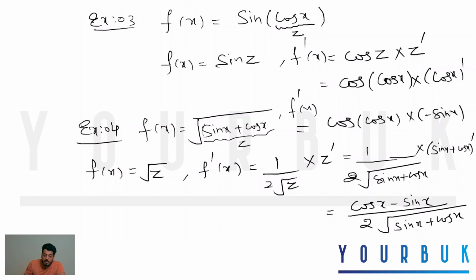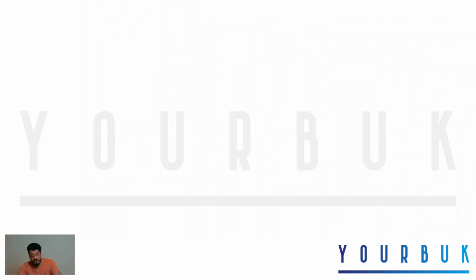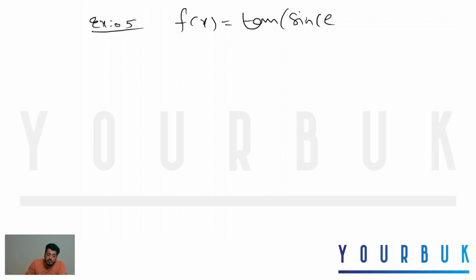So this is how we apply the concept of chain rule in various different problems. I hope now you are able to understand what I am saying. Now we may have more than one chain involved in one particular question. That is, he can give you the question like this also: find the derivative of f(x) is equal to tan of sine of e to the power x.